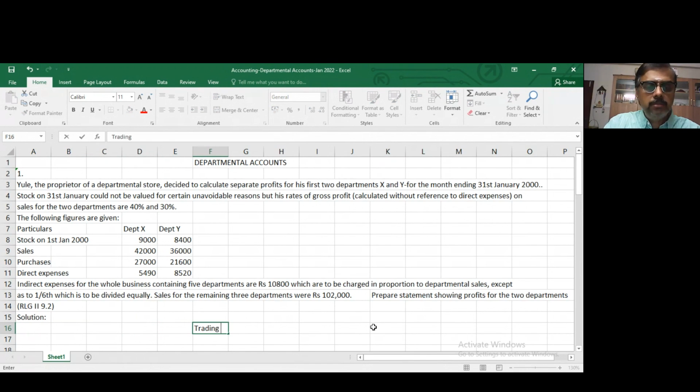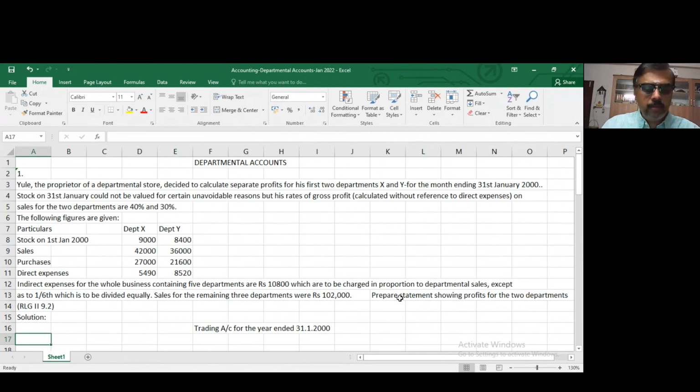So, trading account for the year ended 31/3/2000. Sorry, 31 January, right? Is it January or March year end? 31st January. It's for the month only. Don't worry, it's for the month. 31st January 2000. So the question itself is clear. It is for the month of January. Prepare a statement showing the profits of the two departments for the month. You can prepare it for a quarter or month or whatever.